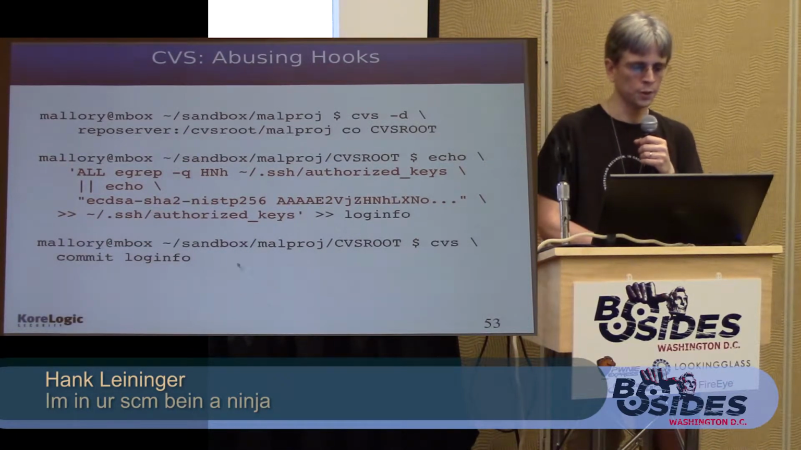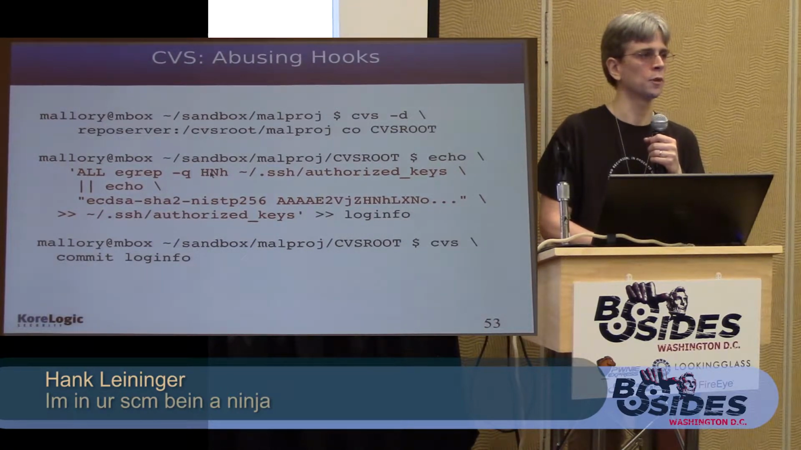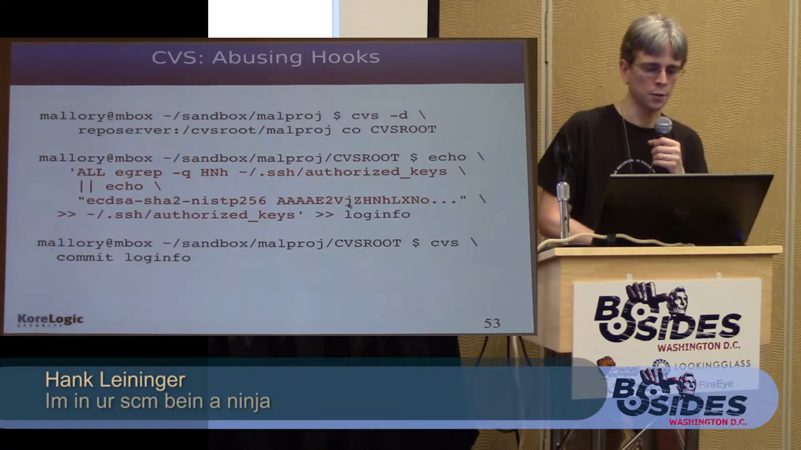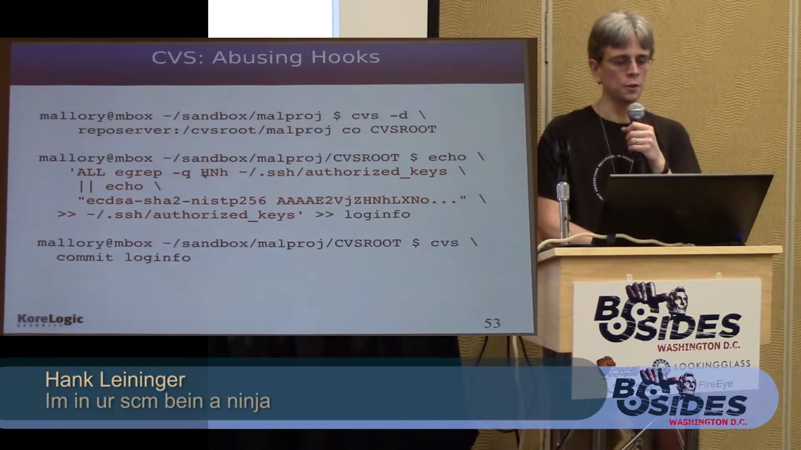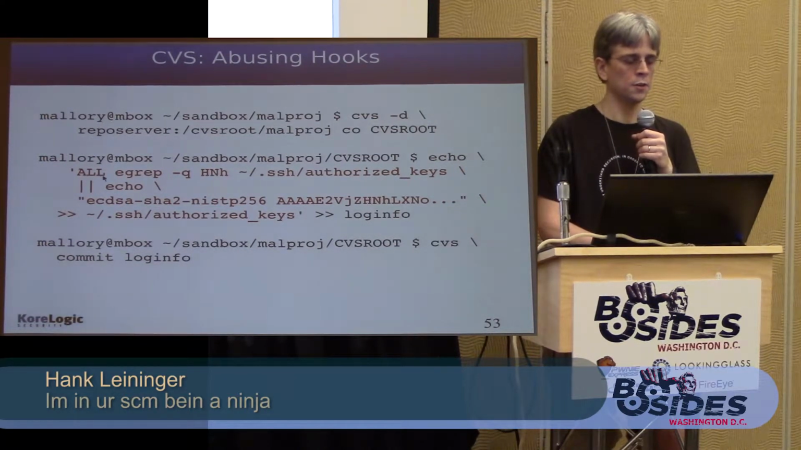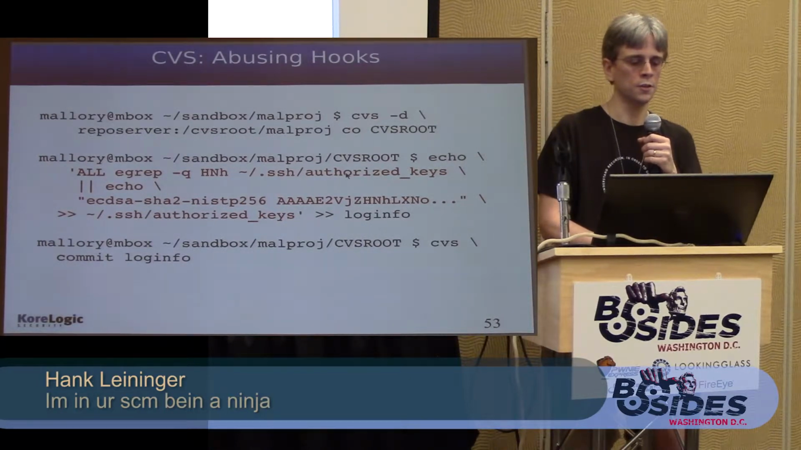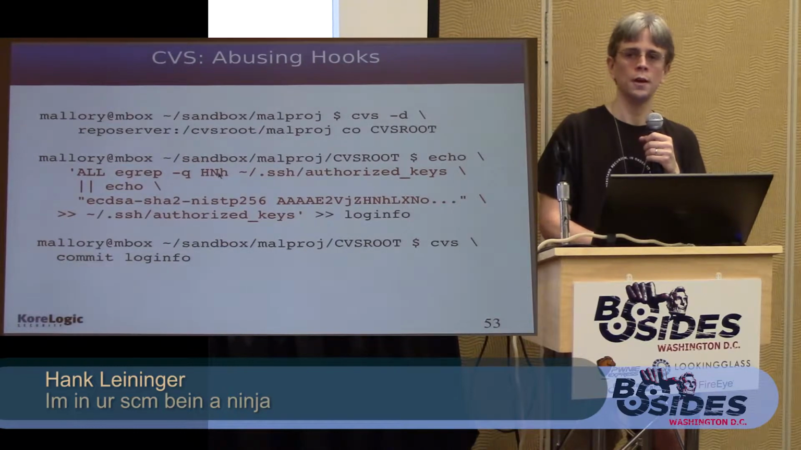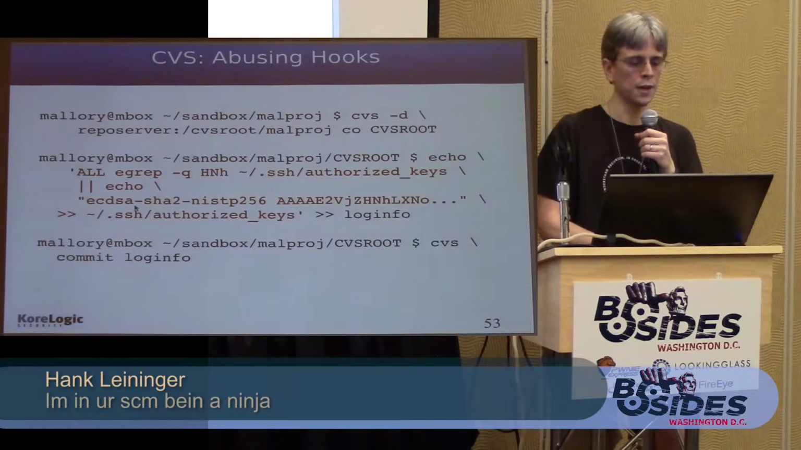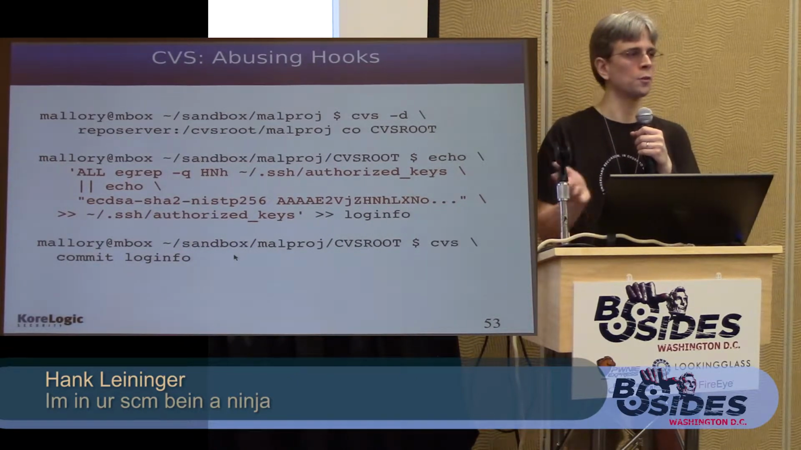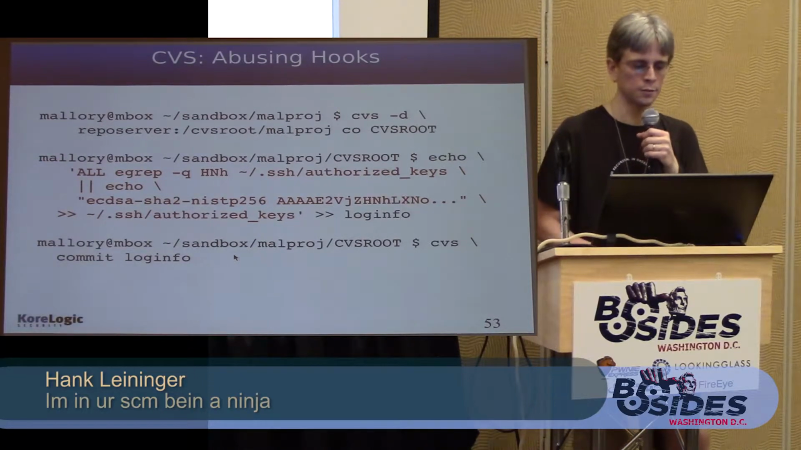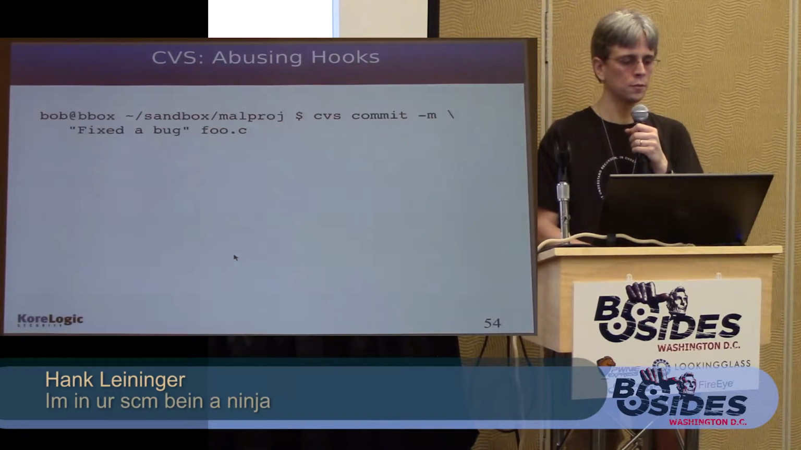So Mallory puts a little one-liner in there that says, pretend this is an entire SSH public key. So she puts in a hook that says, anytime anything is committed to this repo, look in the authorized keys file for this public key, and if it's not there, echo it, add it to the authorized keys file. And then she commits that log info change so that the hook is now active in Mallory's repository.